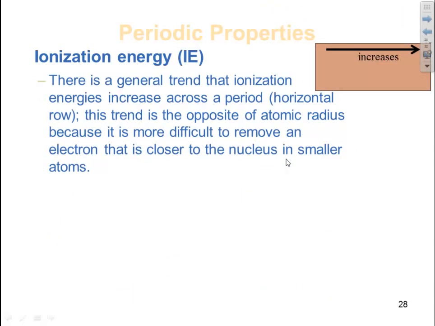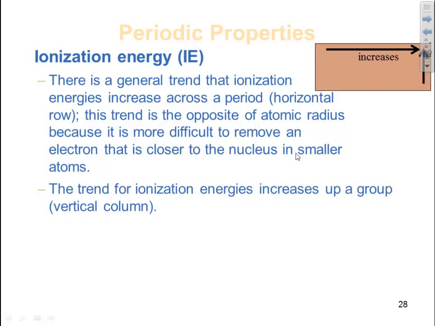There is a general trend that ionization energies increase across a period, horizontal row. This trend is the opposite of the atomic radius because it is more difficult to remove an electron that is closer to the nucleus in a smaller atom. So it's the complete opposite trend of the atomic radius. The smaller the species, the higher the ionization energy because it's harder to pull off the electrons. The larger the species, the easier it is, the smaller the ionization energy.